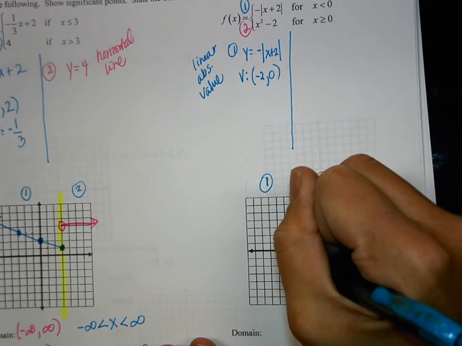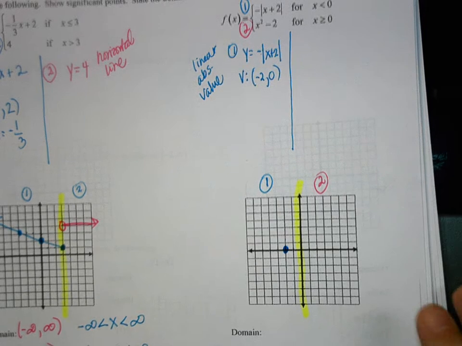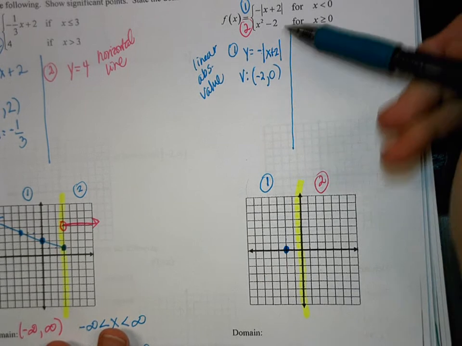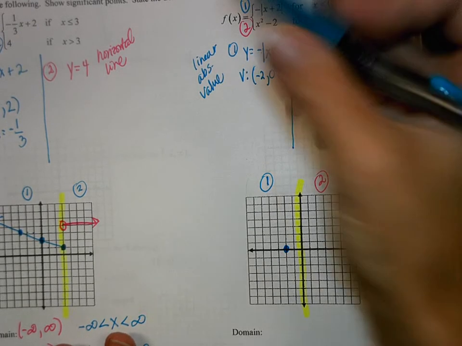It's not on my highlighted line, so I'm going to go ahead and make my point there for my vertex at negative 2, 0. Now with linear absolute value, because it is linear, we can use what? The slope. Or we can plug in a point. So it's up to you. For right now, on this one, I'm going to go ahead and plug in a point because I want to know what's happening to this graph when x is actually at 0.